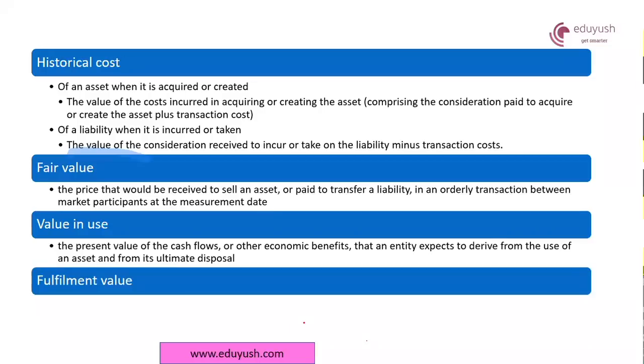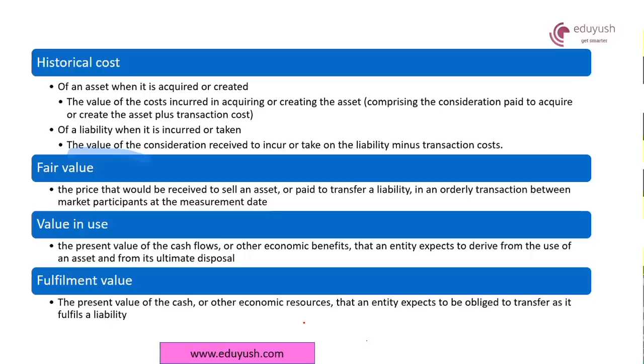Now we come to the concept called fulfillment value. Just like you have a value in use, which is always applicable for assets, very often a fulfillment value applies to liabilities. It is the present value of the cash or other economic resource an entity expects to be obliged to transfer to fulfill a liability. Okay.